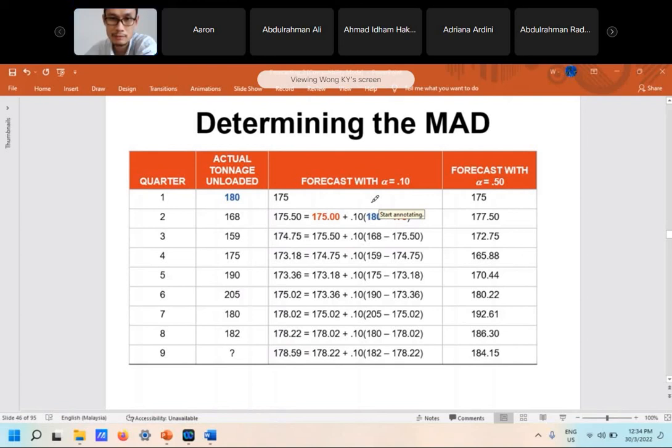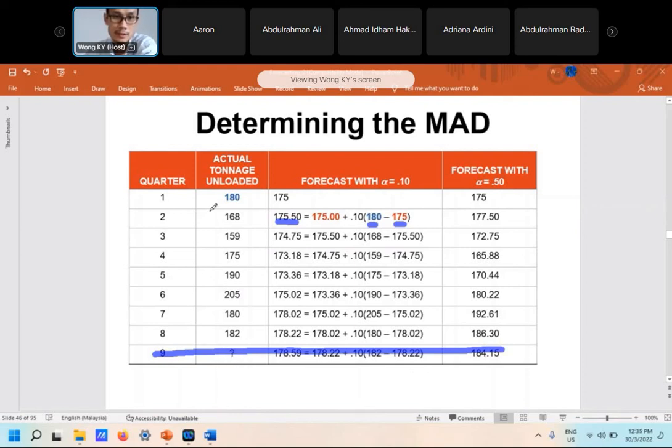Right, so how do I get 175.5? I think we already know. It is the last period forecast, which is 175, plus alpha, and then bracket the actual demand value of last period minus the forecast value of last period. Okay, so I get 175.5. So I repeat the process. I can forecast it for 8 periods. Forget about period 9, because we don't really know the actual demand yet.